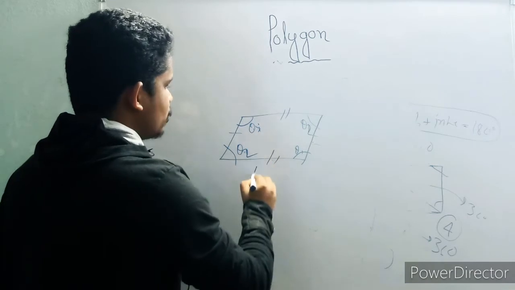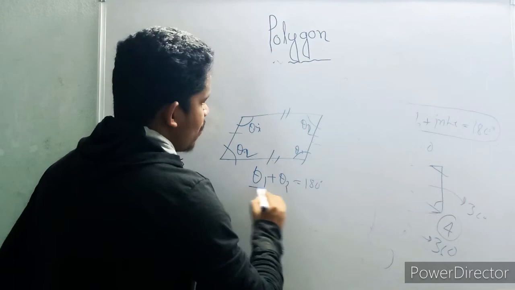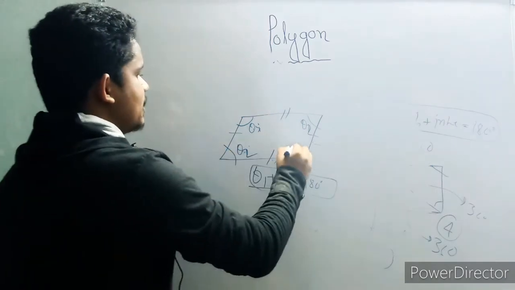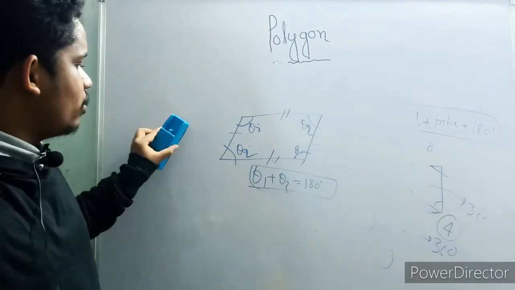Theta 1 plus theta 2 should be equal to 180 degrees. The sum of two adjacent angles, this angle plus this angle, this angle plus this angle, is equal to 180 degrees.